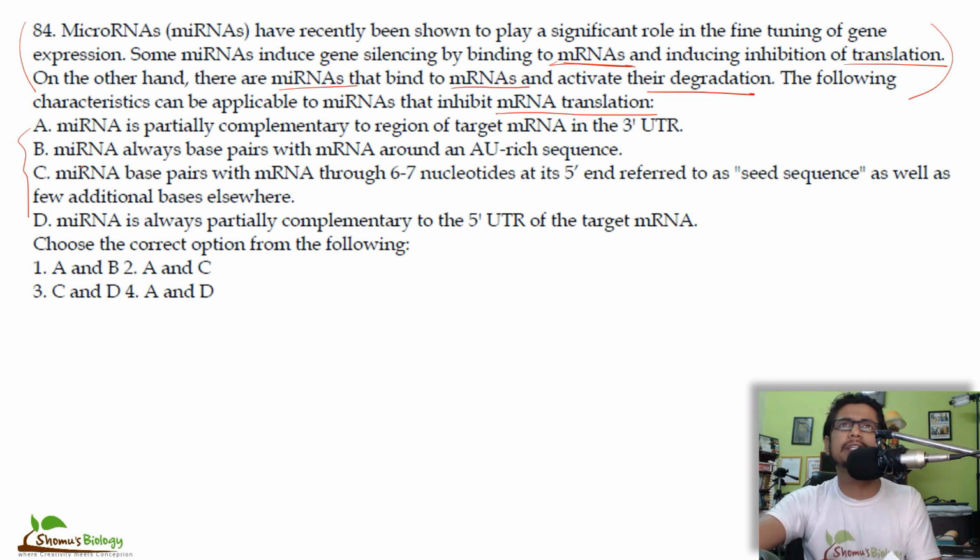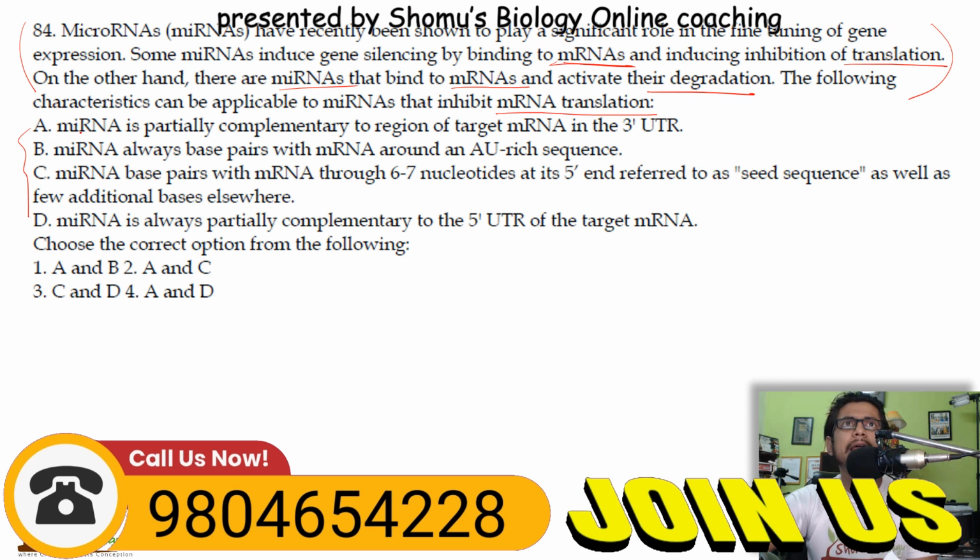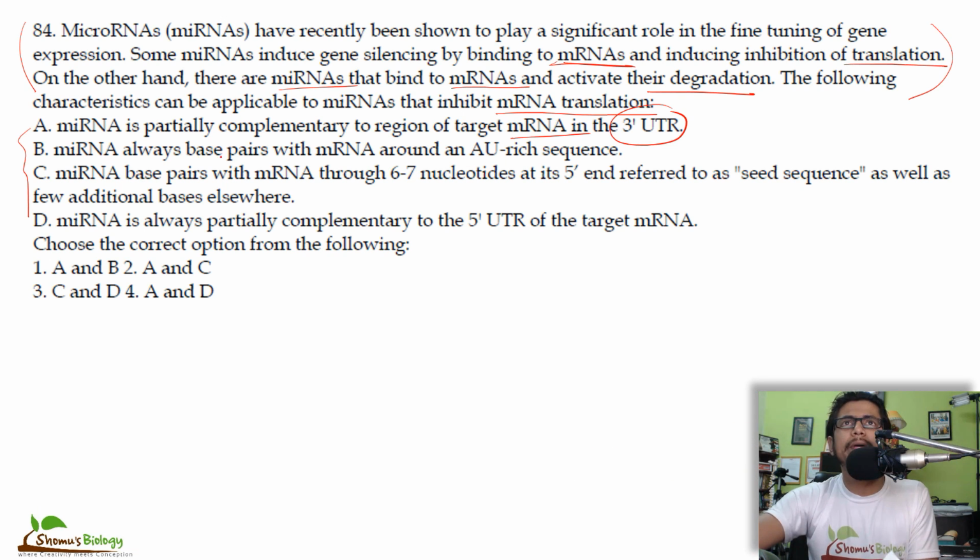Let's begin. This question is also from the topic that we already discussed in the class. miRNA is partially complementary to a region of target mRNA in the 3' UTR. miRNA always base pairs, so think about this first one. miRNA is partially complementary to the region of target mRNA in the 3' UTR, and that is kind of true. If you don't know that, read the next. miRNA always base pairs with the mRNA around the AU rich sequence. We know that this is definitely not true. So B is false. If B is false, then option 1 is not true. miRNA base pairs with mRNA through 6 to 7 nucleotides at the 5' end referred to as a seed sequence, as well as a few additional bases elsewhere.